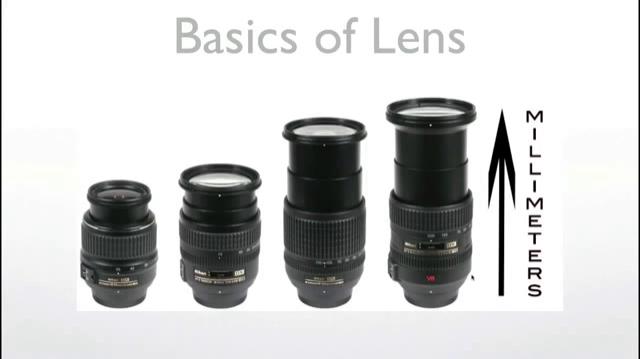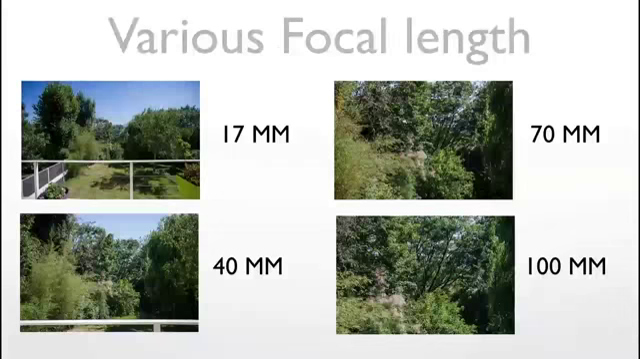And so you have two types of lenses. You have lenses that go from a value to another value, like for example from 17 to 40, from 40 to 70, from 70 to 200. So it's different zoom factors in the lens. Let me show you an example.